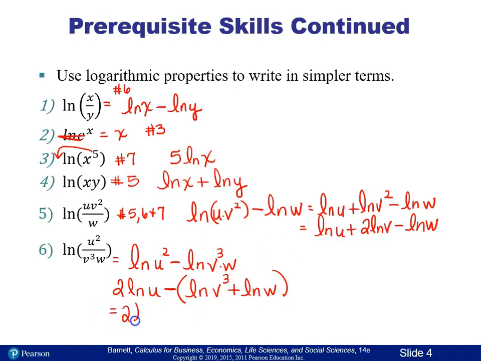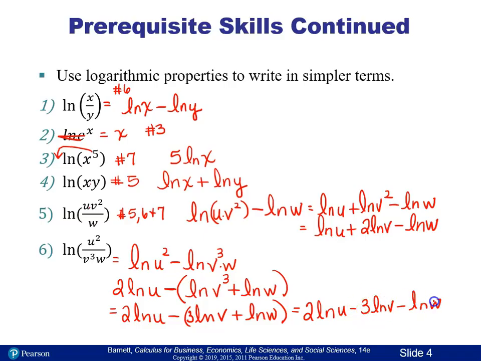And then the last step is I need to bring this 3 down in front. So I'm going to have 3 natural log of v plus the natural log of w. If you wanted to distribute the negative through, you could have 2 natural log of u minus 3 natural log of v minus the natural log of w.